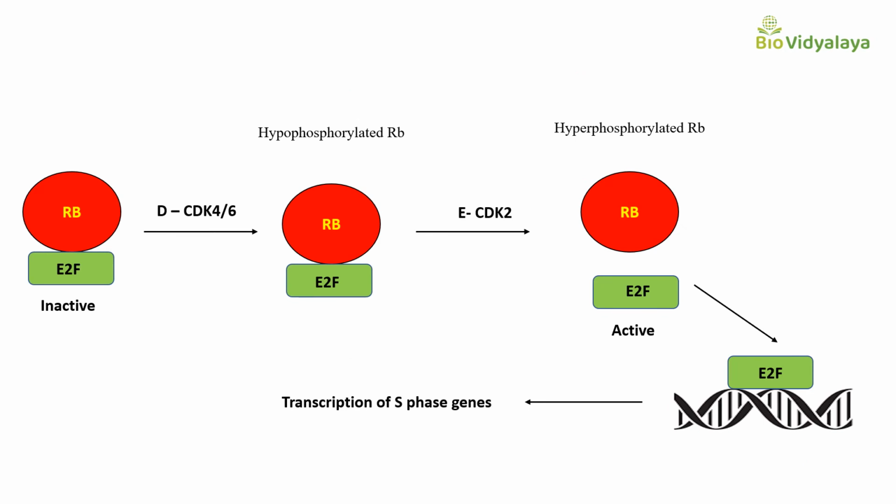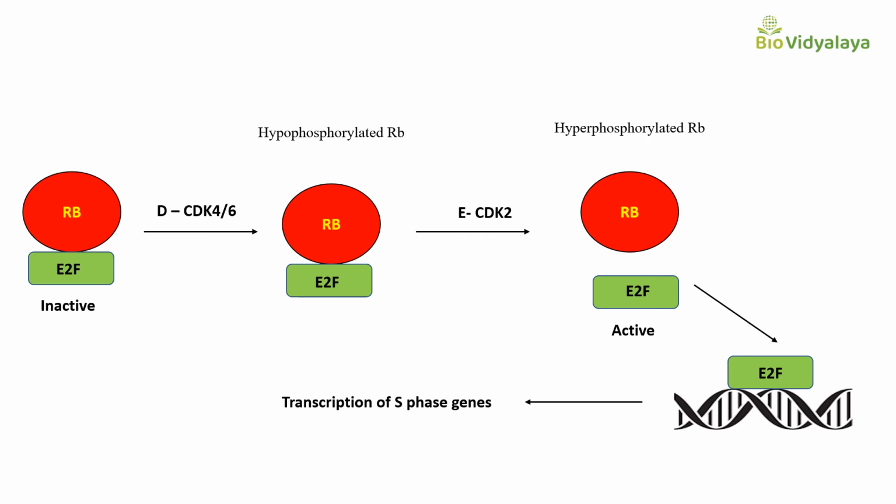So proteins involved in this G1 checkpoint are retinoblastoma protein, E2F, that is the transcription factor, then G1 cyclin, that means early G1 cyclin D, CDK4-6, and at the end of G1 cyclin E, CDK2. So these are the proteins or protein complexes involved in the G1 checkpoint. Okay. So let's see how this RB protein is regulating the cell cycle.